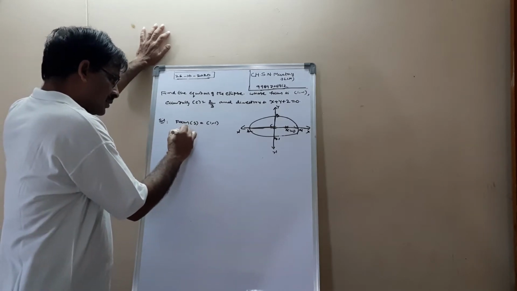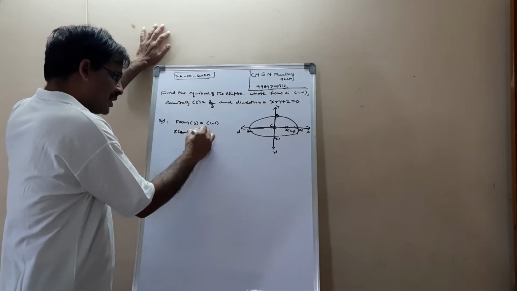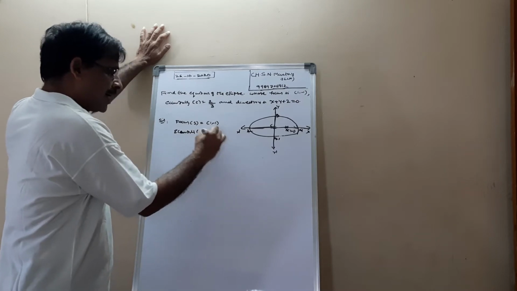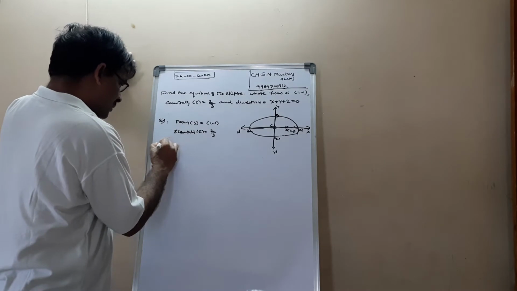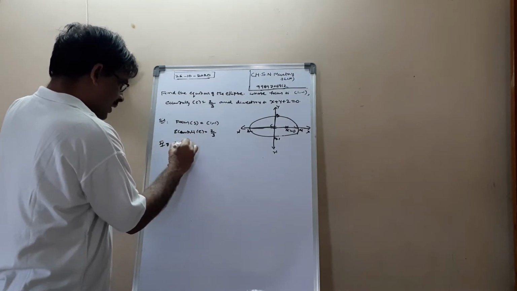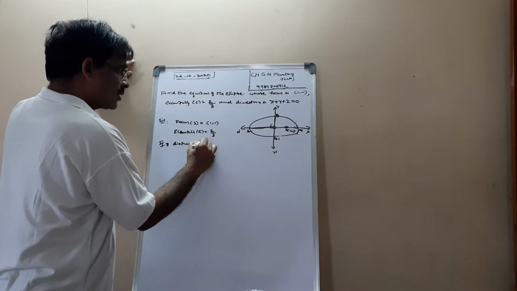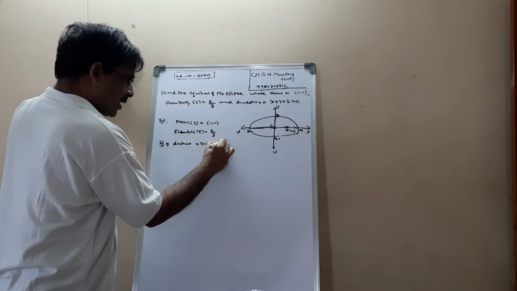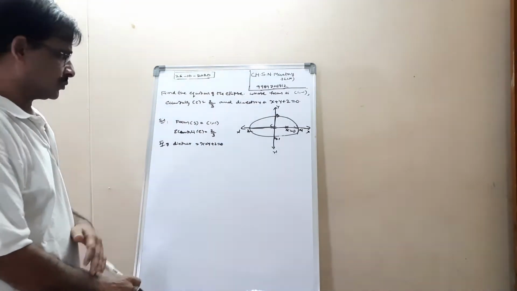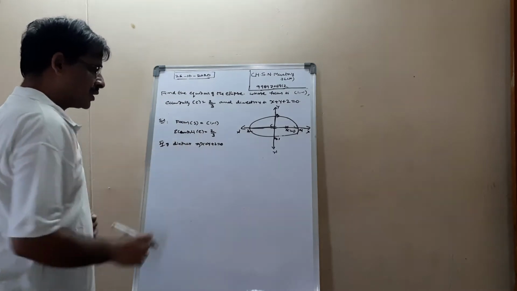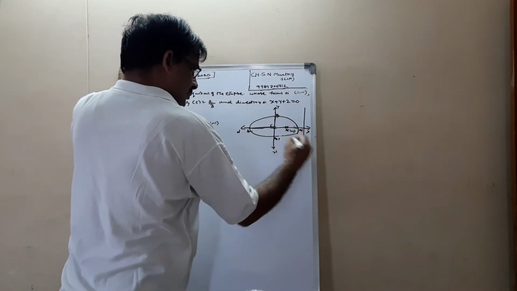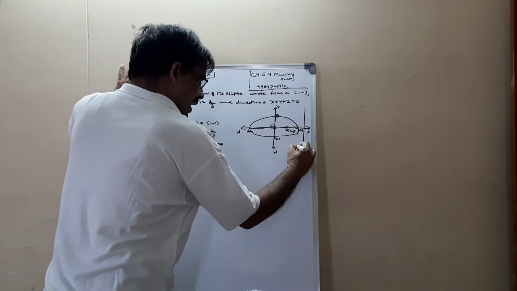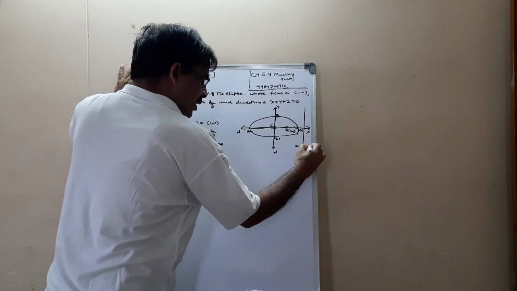Eccentricity e equal to 2 by 3. Equation of directrix: x plus y plus 2 equal to 0. This is the equation of the directrix. See, this is our directrix, that is x plus y plus 2 equal to 0.